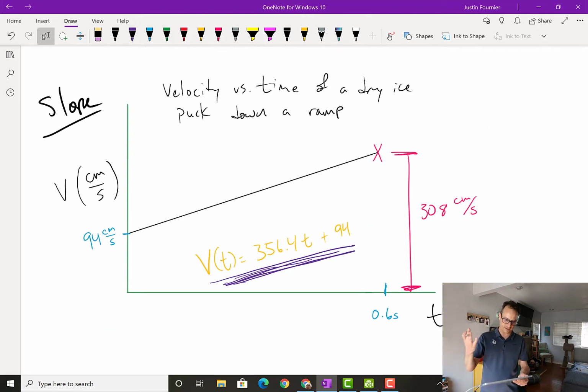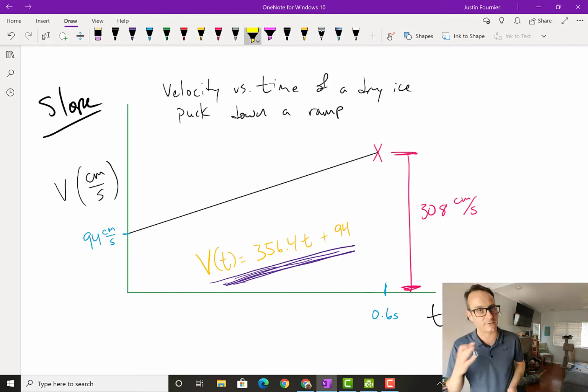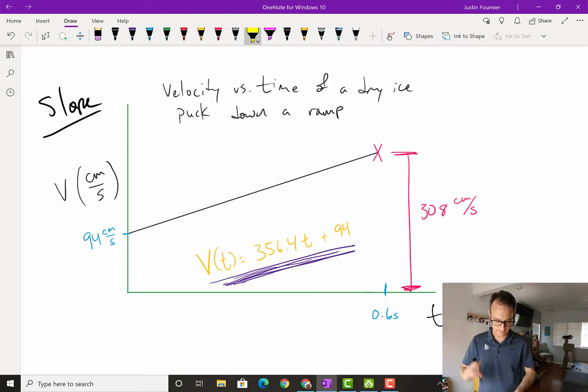This is data that I got from somebody, I forget who now. This is their velocity versus time graph. Velocity is in centimeters per second. We typically will use velocities in meters and time in seconds, but in this case, with this lab, things are going so fast, we're going to keep it in centimeters. Their Y-intercept was at 94 centimeters per second.